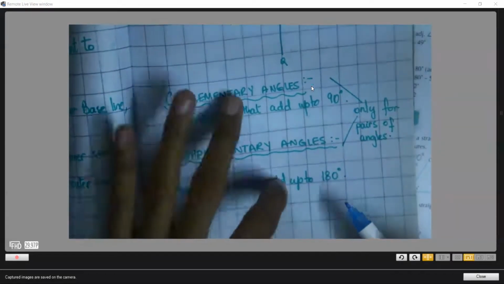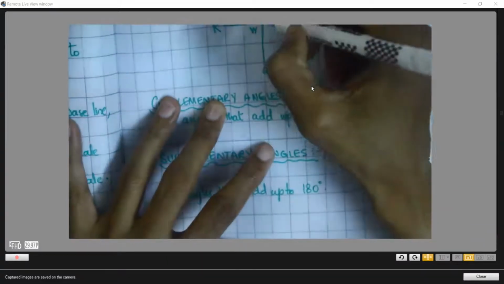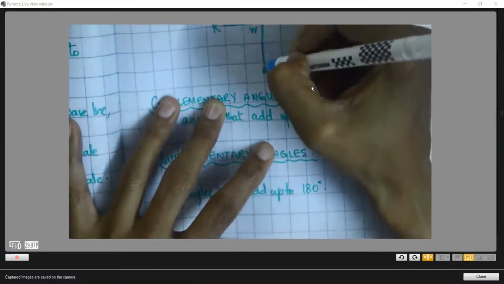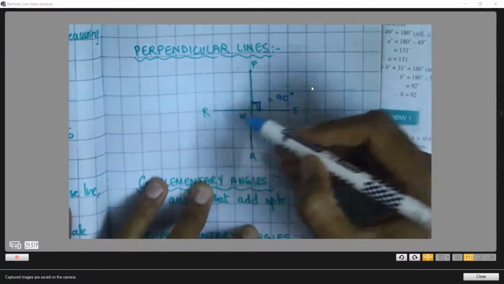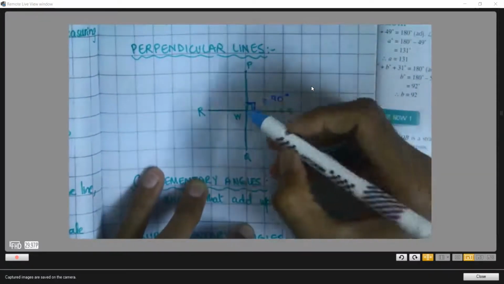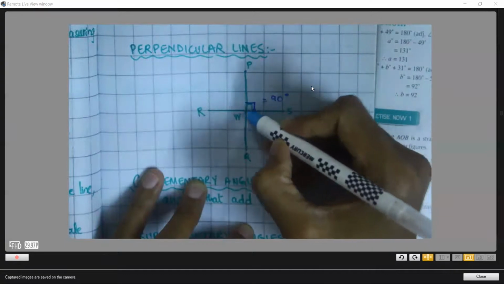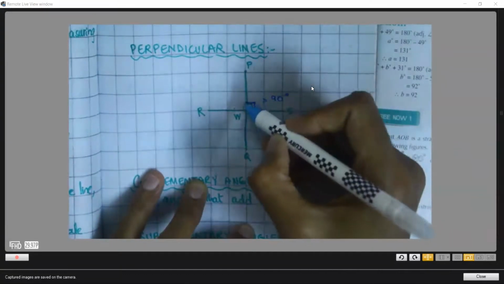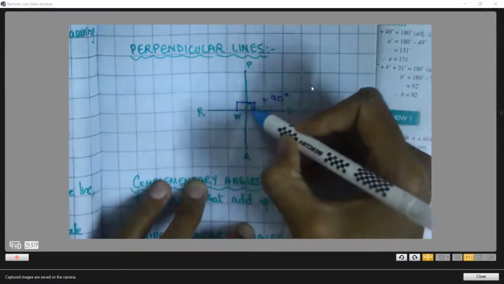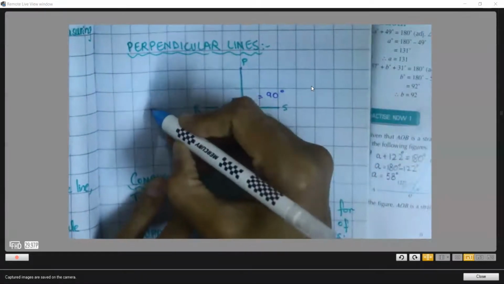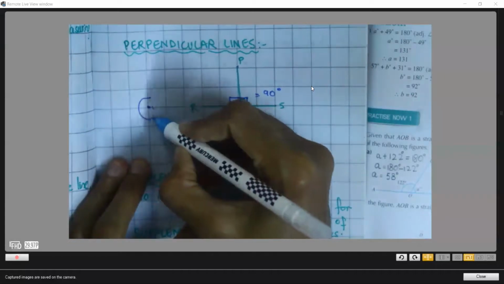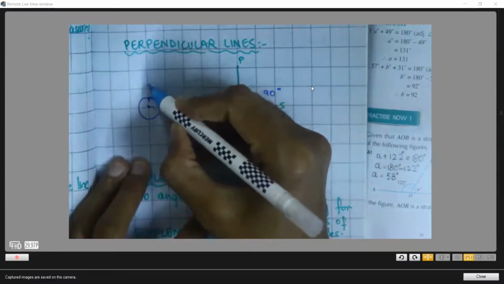Right? For example, let me give you an example. The angle between PQ and RS is 90, right? So this also must be 90 because on a straight line, we remember the space around a point was divided into 360, right?